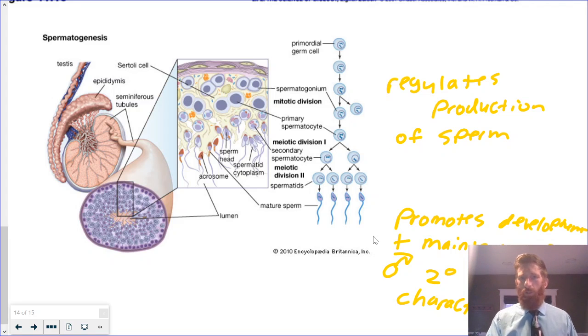And then just like estrogen and progesterone in females, testosterone also promotes the development and maintenance of the male secondary sexual characteristics. So again, that's voice and body hair. Males usually are broader in the shoulders, whereas females are usually broader in the hips. I'm not trying to be sexist or making any rash generalizations, but it's generally true, right?